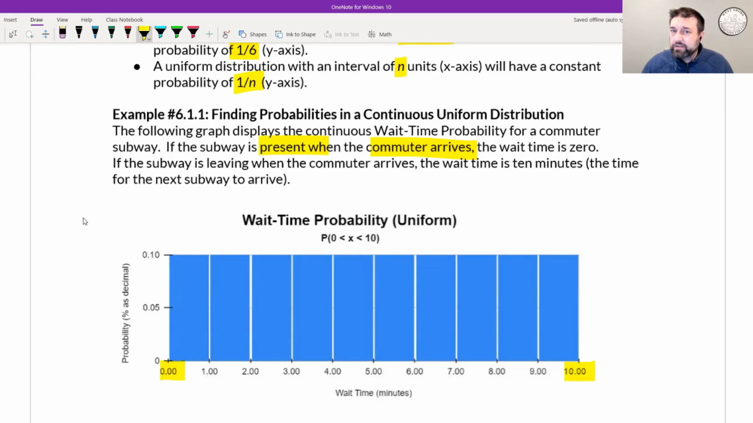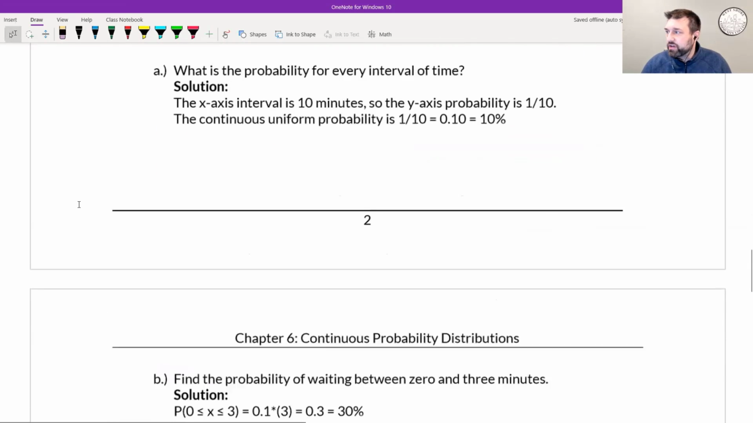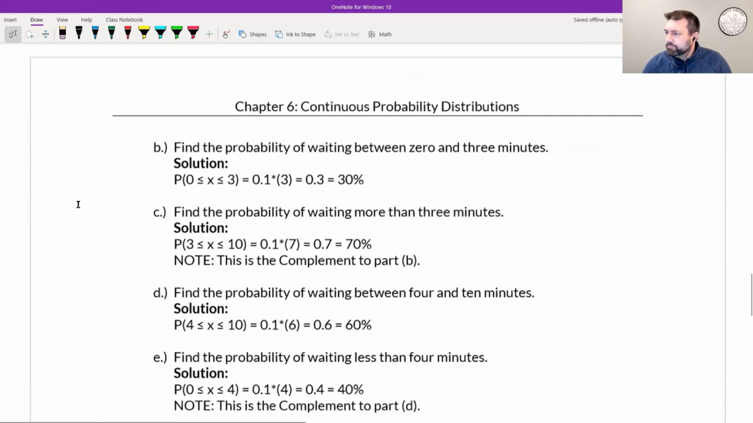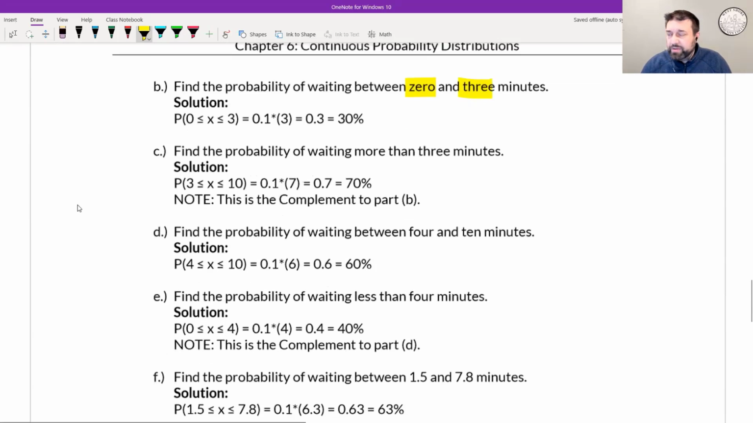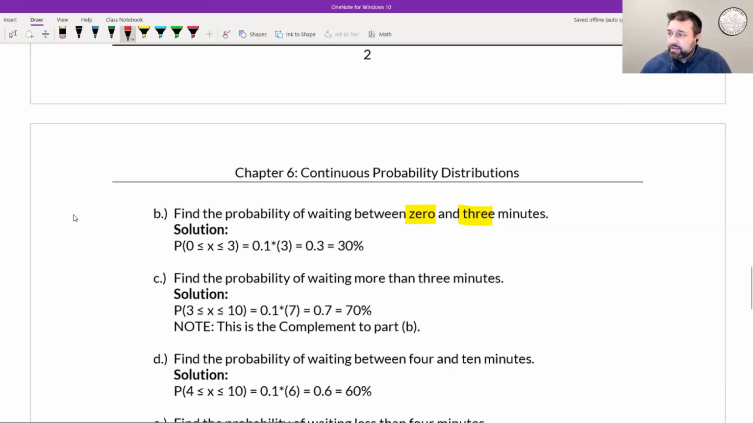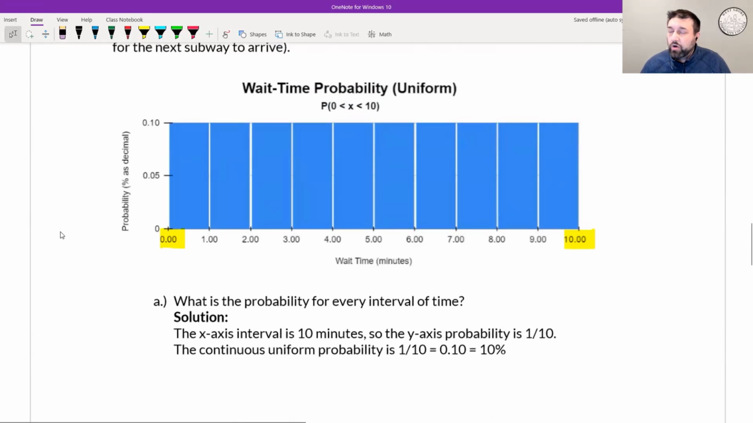So now we can start asking some questions about these situations. For example, what is the probability of waiting between 0 and 3 minutes? What you're going to find is that this word probability is the same as area. So if we go back up here, we would like to know what is the probability of waiting between 0 and 3 minutes. What that's really asking is, what is the area of this rectangle?